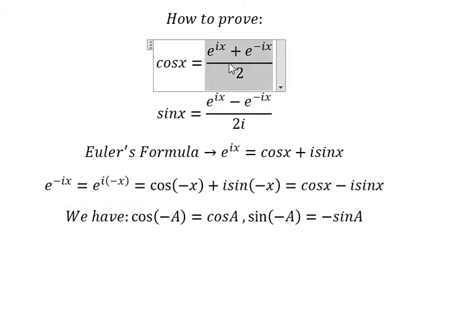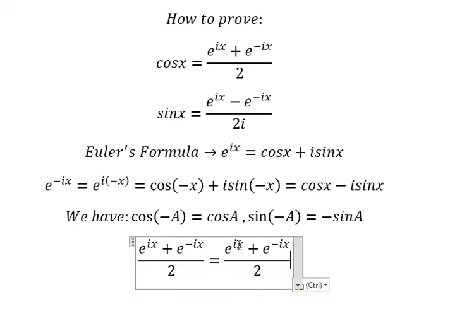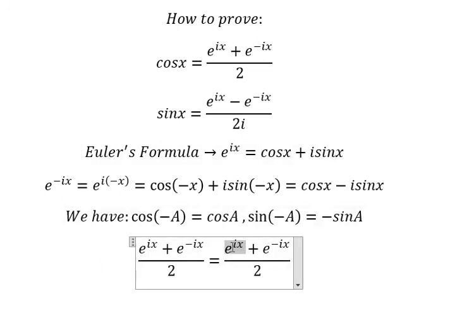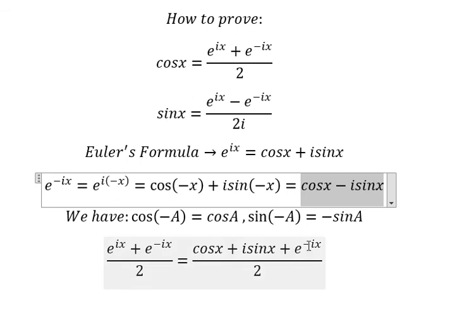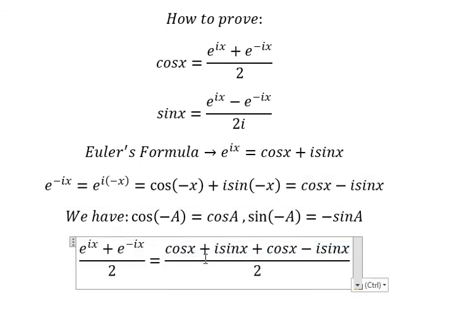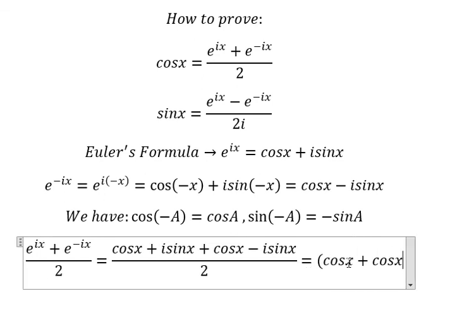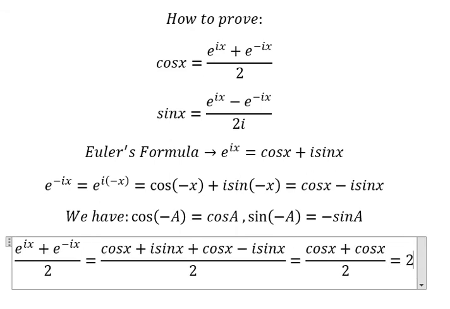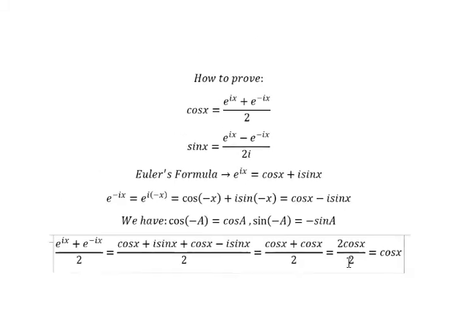Now, let's go to this one. So this one, that is about this one. And this one, that is about this one. This one minus this one. So we just have only cosine s plus cosine s over 2. And this one we have 2 cosine s over 2. And we have cosine s.